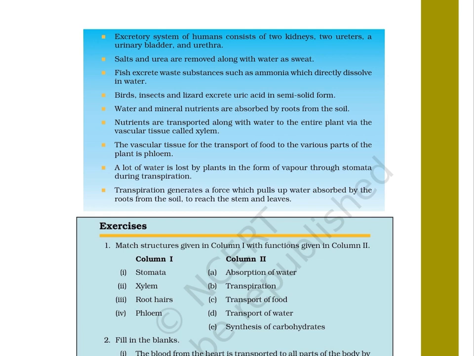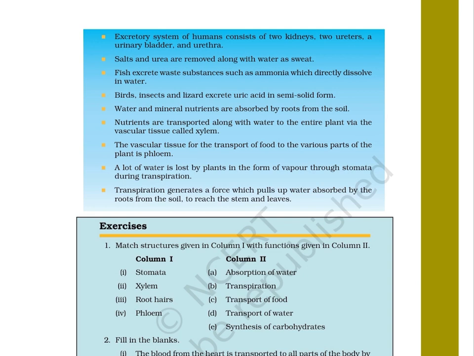16. A lot of water is lost by plants in the form of vapor through stomata during transpiration. 17. Transpiration generates a force which pulls up water absorbed by the roots from the soil to reach the stem and leaves.